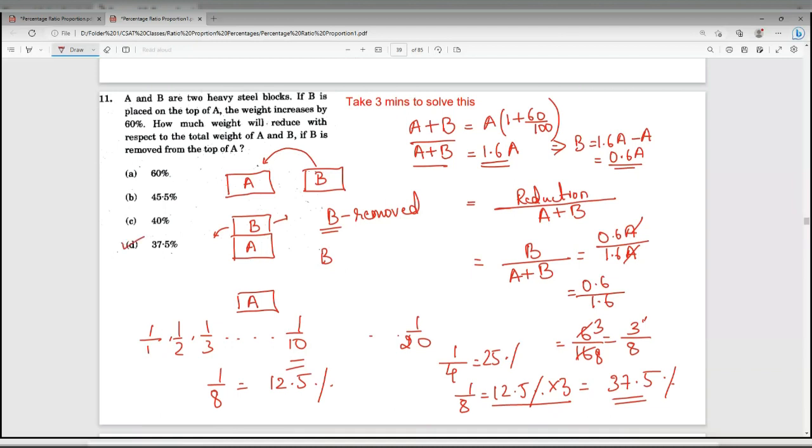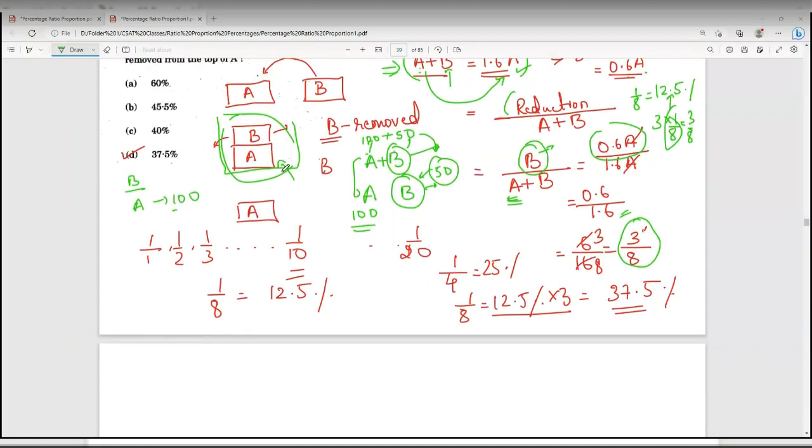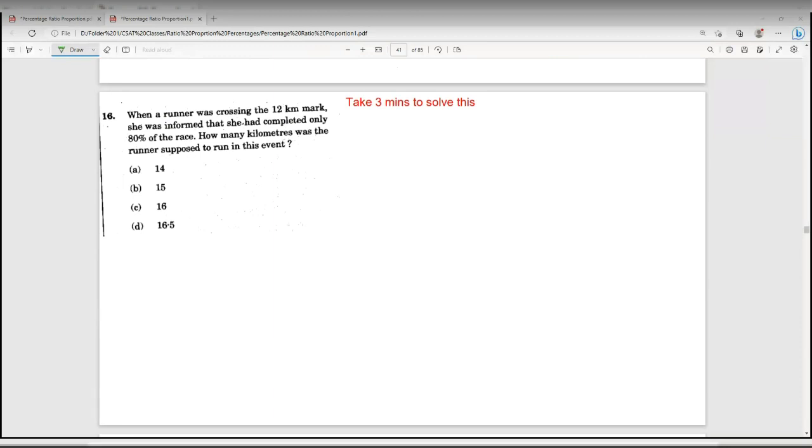I hope you have understood this. If you have any query, please ask. Okay, I hope I have cleared all the doubts that are there. Let's move to the next question. So please take 3 minutes to solve this.